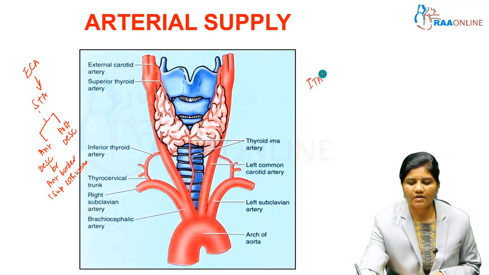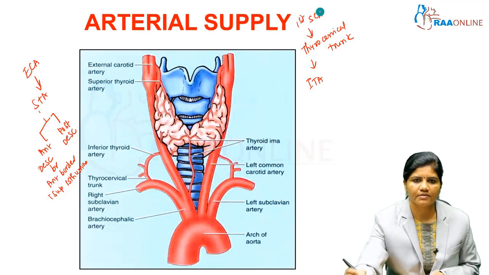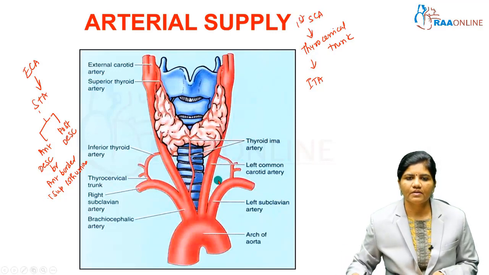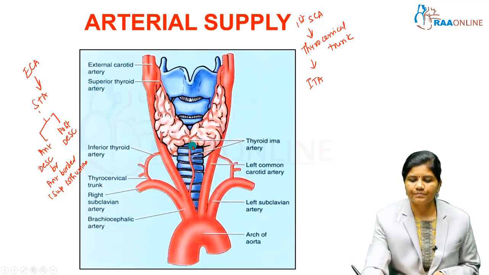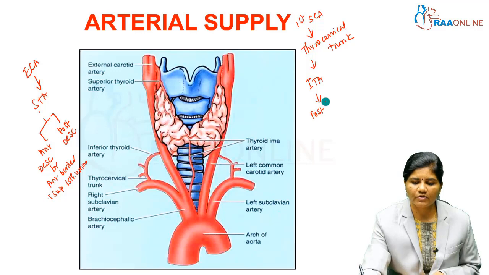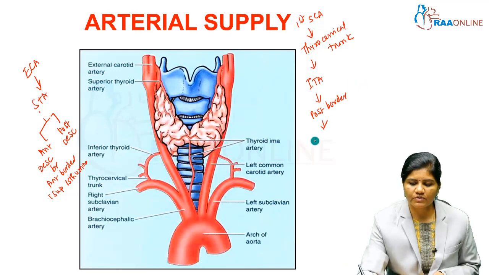The inferior thyroid artery is a branch of the thyrocervical trunk, which is again a branch of the first part of the subclavian artery. The inferior thyroid artery runs medially from the thyrocervical trunk and reaches the lower pole of the thyroid gland. From there it reaches the posterior surface, where it runs in the posterior border of the thyroid gland and makes anastomosis with the posterior descending branch of the superior thyroid artery.